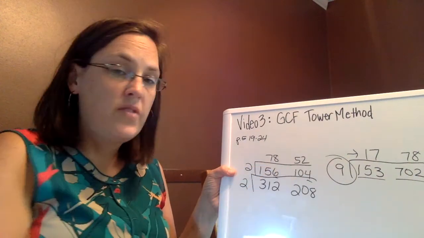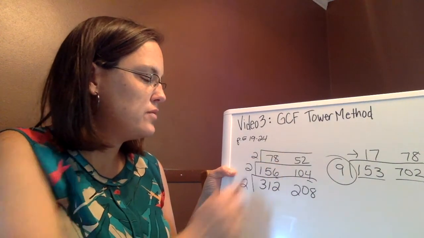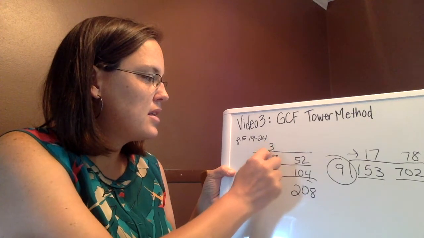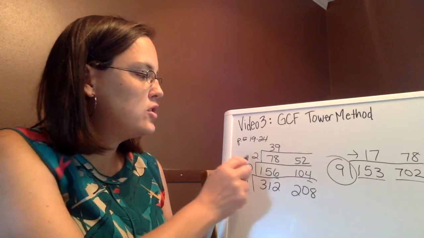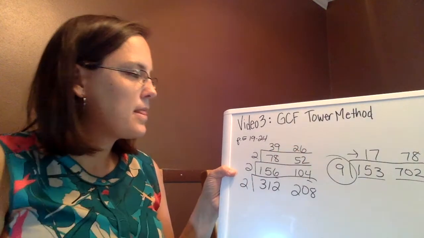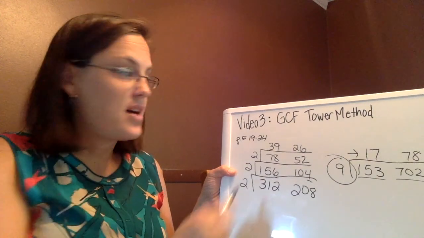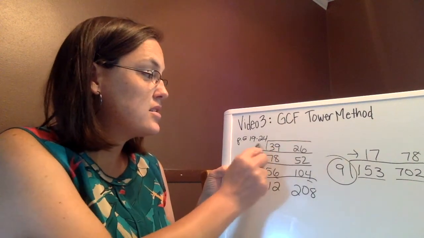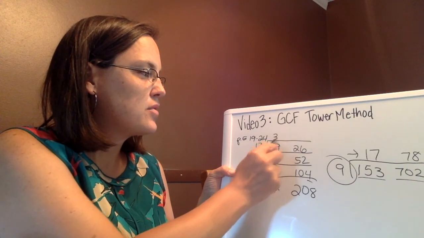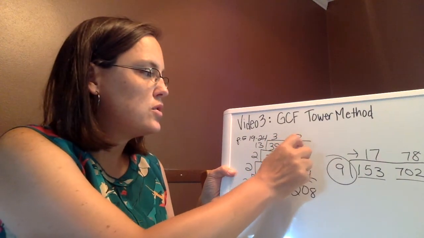Oh, 78 and 52 also end in even numbers, so I'm going to pull out another 2. 2 into 78 is 39, and 2 into 52 is 26. Ooh, 39 and 26 both have a common factor. It is 13. 13 into 39 is 3, and 13 into 26 is 2.